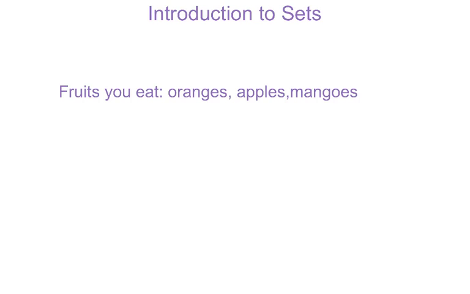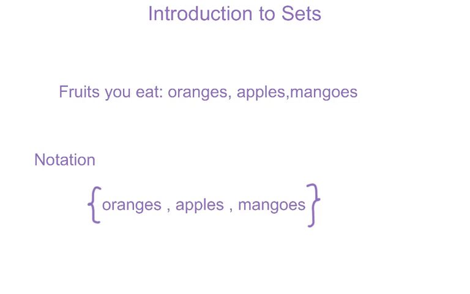Now, how do we represent a set? Let's look at notation. The first thing we use to represent a set are curly brackets or braces. Within our curly brackets, we put the elements or items that are within our set. Using the example of fruits that you eat, the elements are oranges, apples, and mangoes. We put that within our curly brackets, and we separate them by using commas. So this set represents the fruits that you eat.